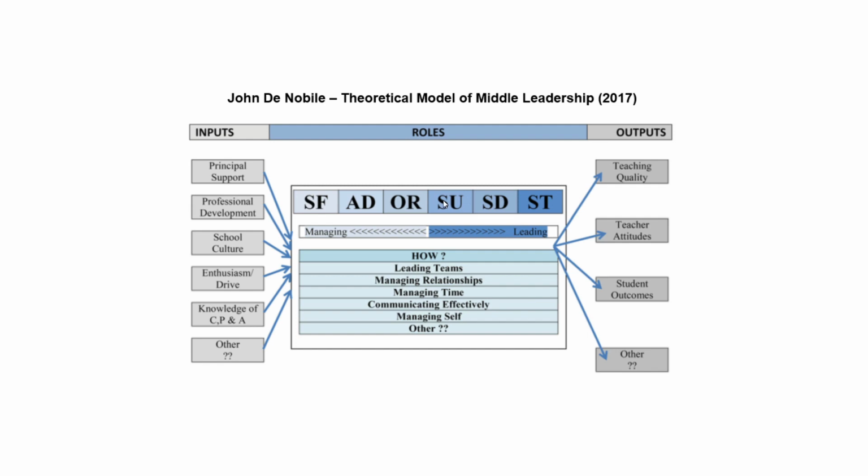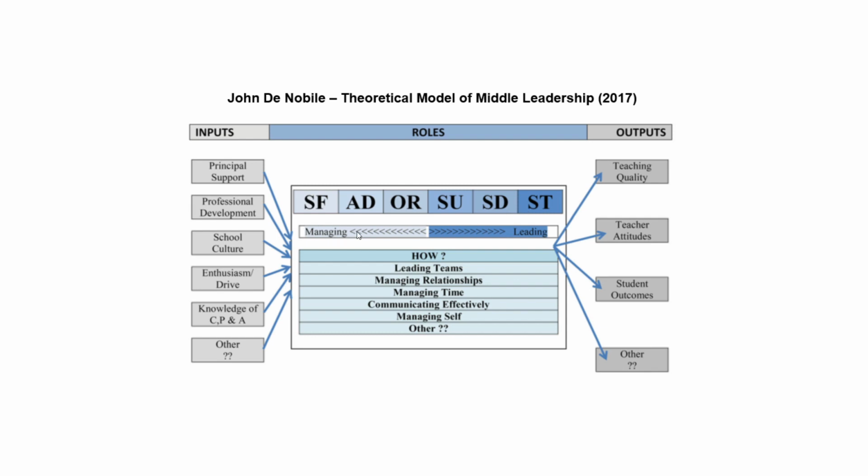Below the different roles are the ways in which middle leaders carry this out, which can include managing of relationships, the importance of communicating effectively, the challenge of managing time effectively, and the importance of managing self. All of these are crucial in delivering on these different roles.